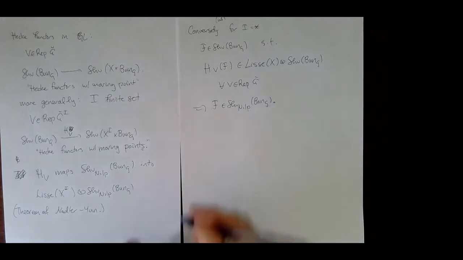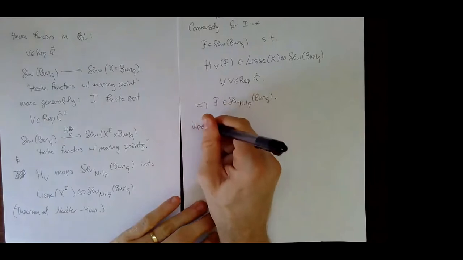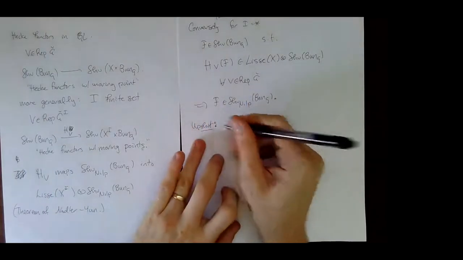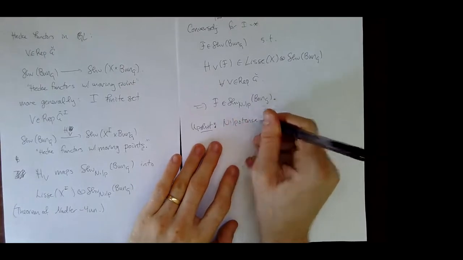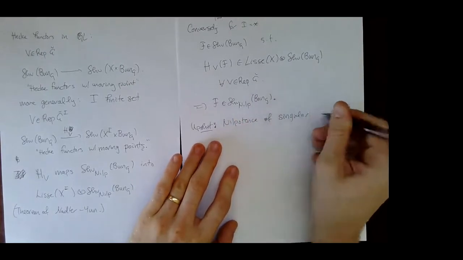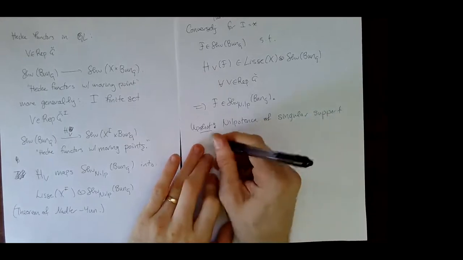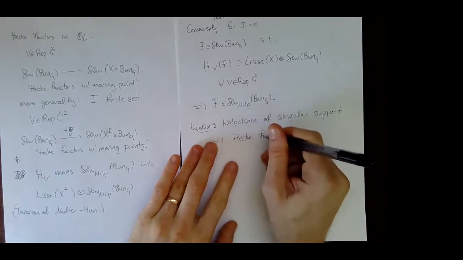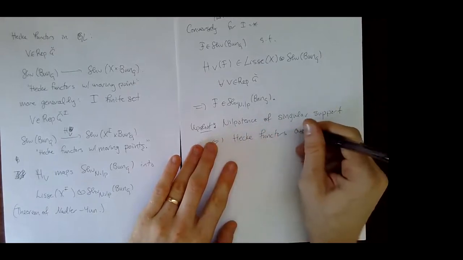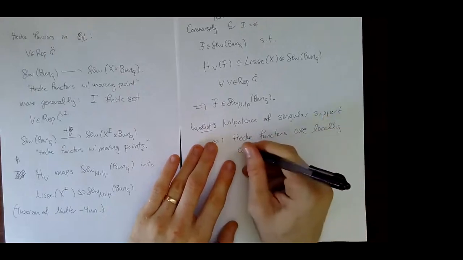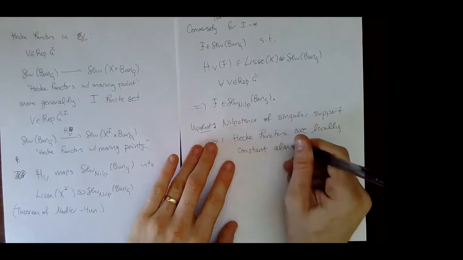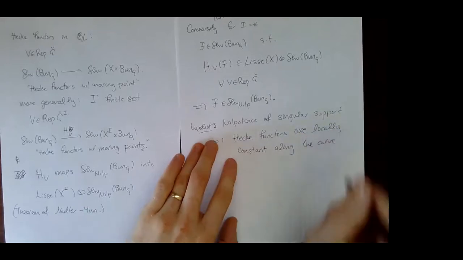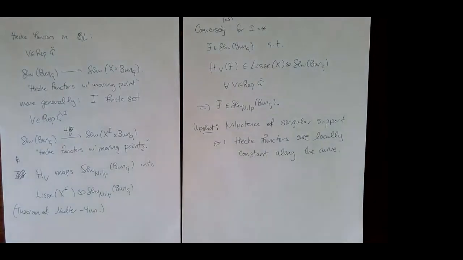And so the upshot is that, to say nilpotence of singular support is actually equivalent to saying that Hecke functors are locally constant along the curve, heuristically. So that's starting to make the connection between nilpotence of singular support and the space of restricted local systems. For instance, Lie's sheaves appears on both sides.